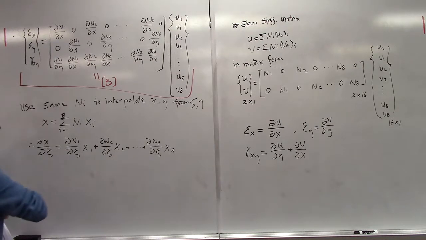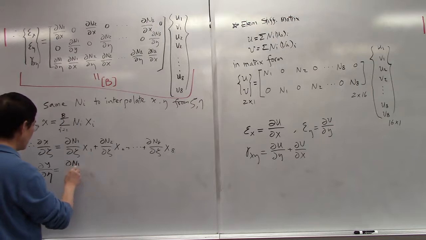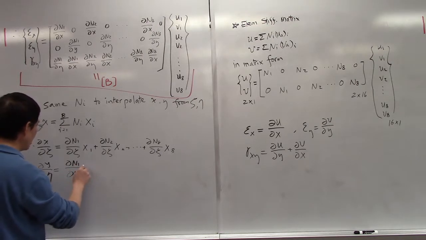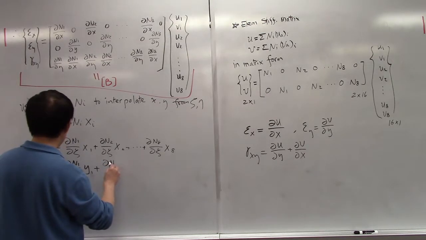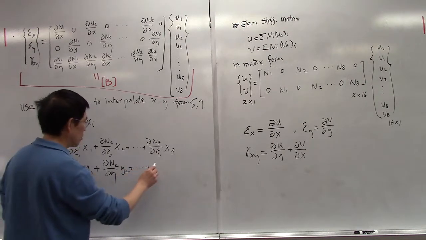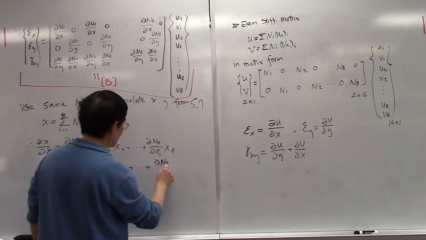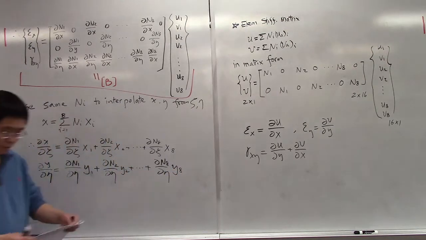Similarly, the partial derivative of y with respect to eta is equal to partial N1, partial eta, and then y1, plus partial N2, partial eta, y2, etc., up to partial N8, partial eta, and then y8. Okay?